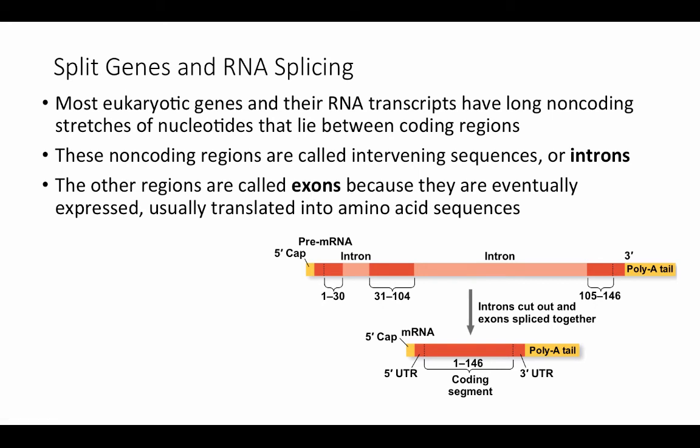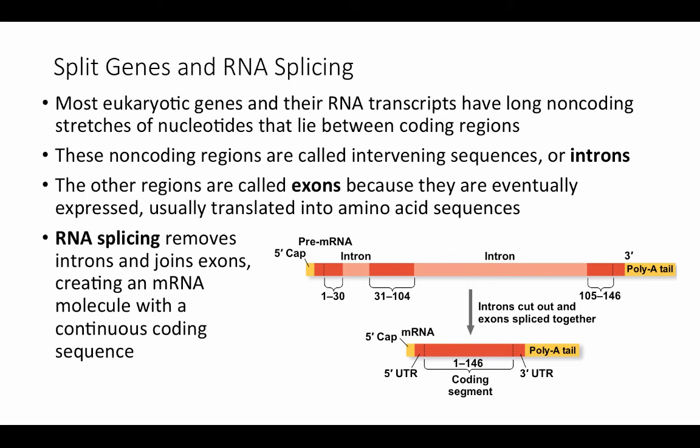Remember, intron is for intervening. These are interruptions in between the sequences that are actually going to be translated. Exons, you can think of them as being expressed in the proteins. They're also the part that are going to exit the nucleus out into the cytoplasm to be translated into proteins. And the process of RNA splicing removes those introns before the transcript leaves the nucleus and then joins those exons together, splices them back together, creating an mRNA molecule with a continuous coding sequence. So the whole thing is going to be translated once it leaves the nucleus.